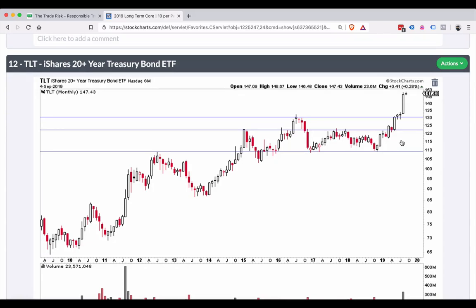This isn't a small cap high tech growth name. This is the 20 plus year Treasury ETF. So this here is quite the move, and by most historic measures is quite extended to the upside. Haven't quite seen a move as aggressive as this in quite some time. So in the short term, probably overdone for the next couple of months.